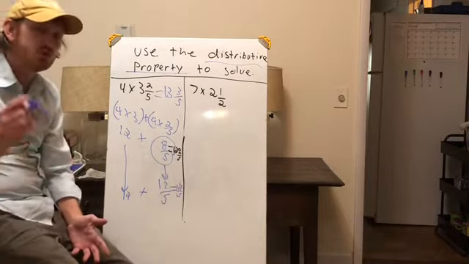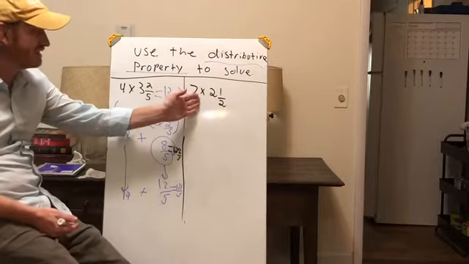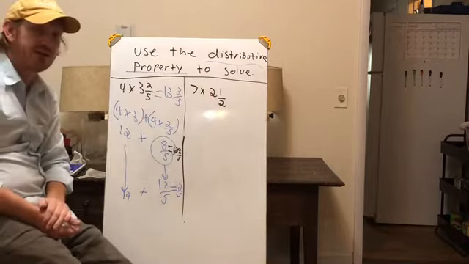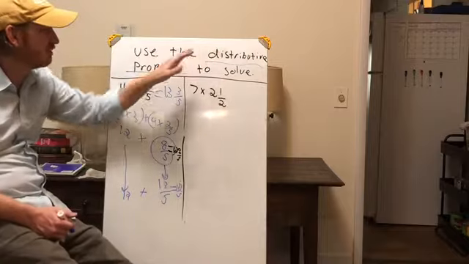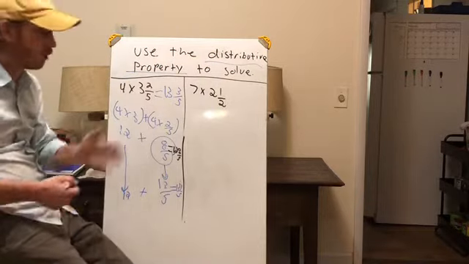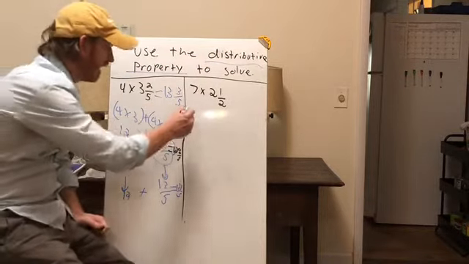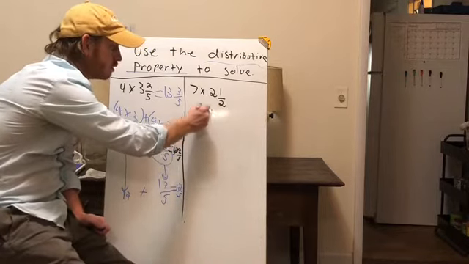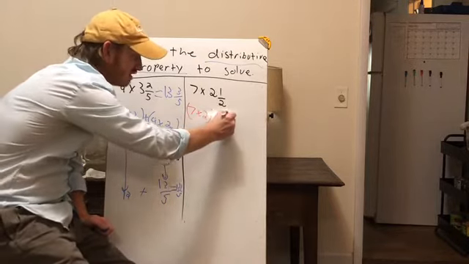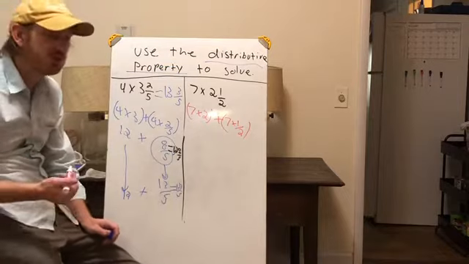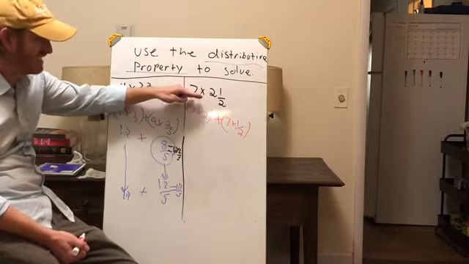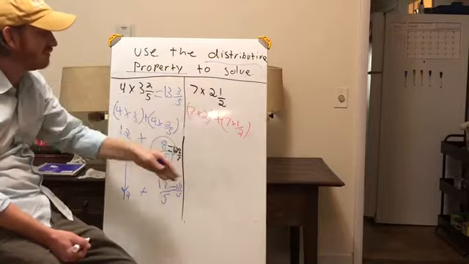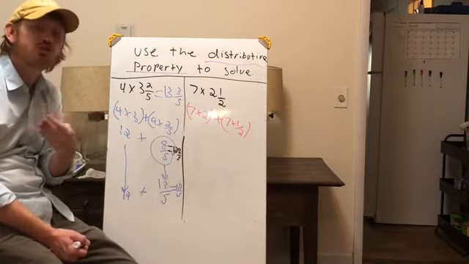So now we're going to do the next problem. 7 times 2 and 1/2. And we're going to use the distributive property. So, breaking this up, I have 7 times 2 plus 7 times 1/2. I've used the distributive property to turn my 7 times 2 and 1/2 into 2 much simpler equations for me to solve.